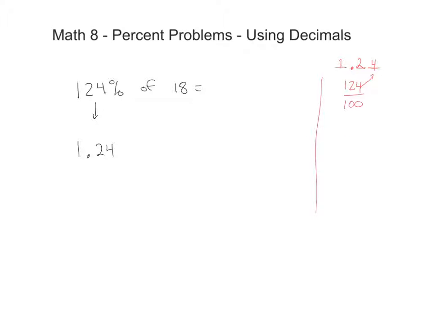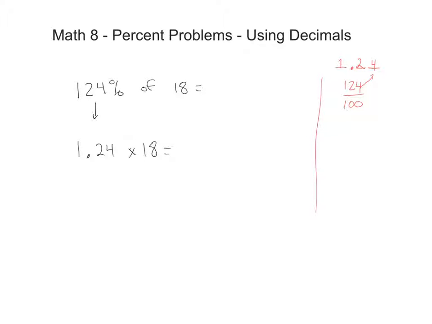So as a decimal, 124% would be 1.24. Now in this case, the "of" we can think of as just a multiplication of 18. So once we have changed our percent into a decimal, and we change the "of" into a multiplication, this is just a matter of taking out your calculator and working this out.